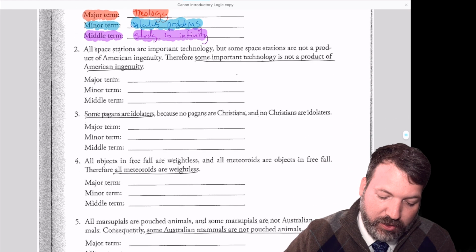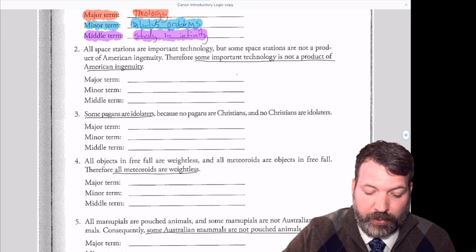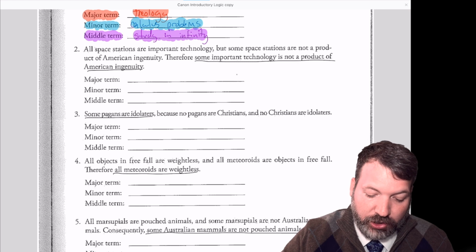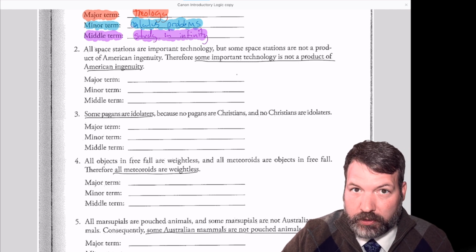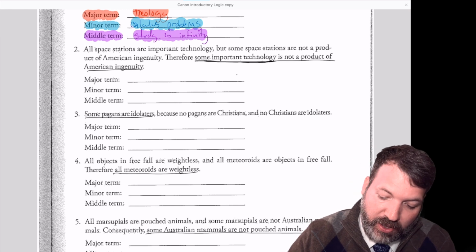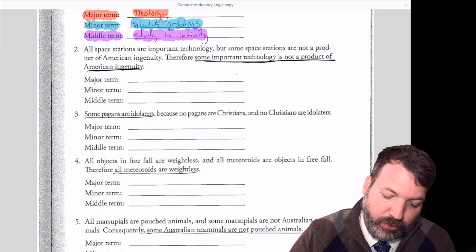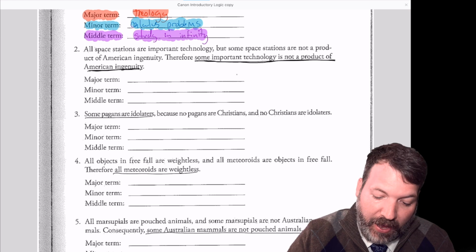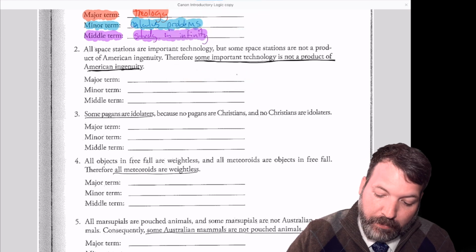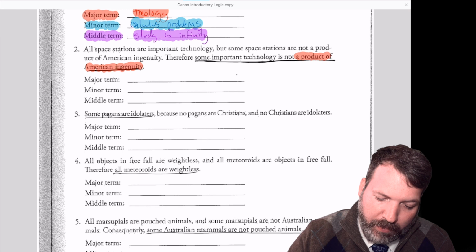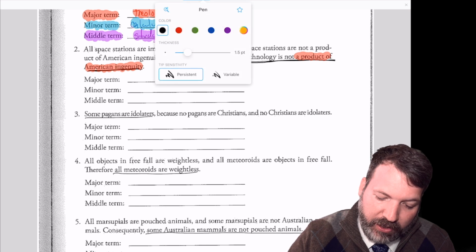I'm going to go through the rest of these rather more quickly. Number 2: all space stations are important technology, but some space stations are not a product of American ingenuity. Therefore, so that's our clue, our conclusion indicator word, some important technology is not a product of American ingenuity. As soon as I have my conclusion, I have my major and minor terms. The major term, again, is the predicate of the conclusion. So a product of American ingenuity is our major term.